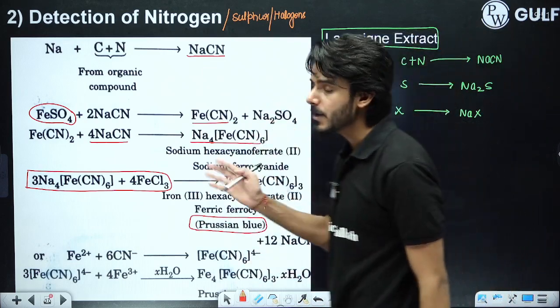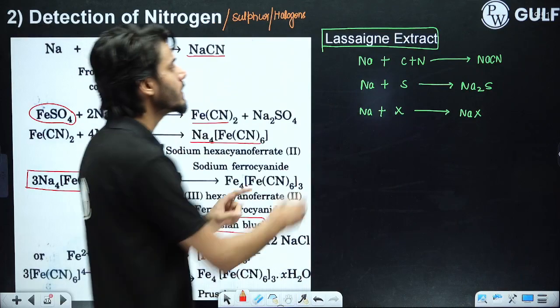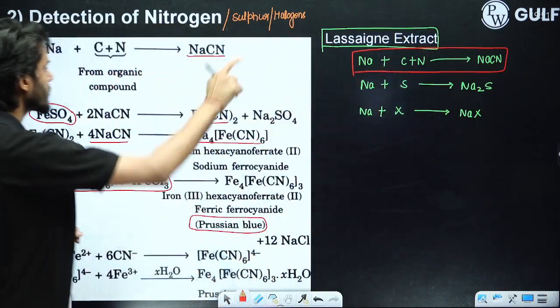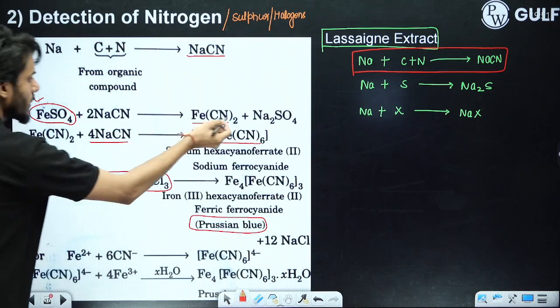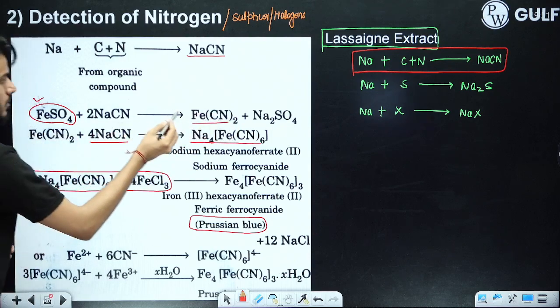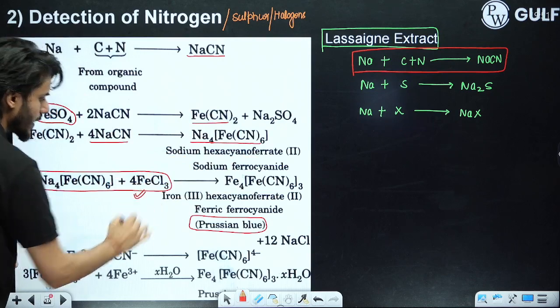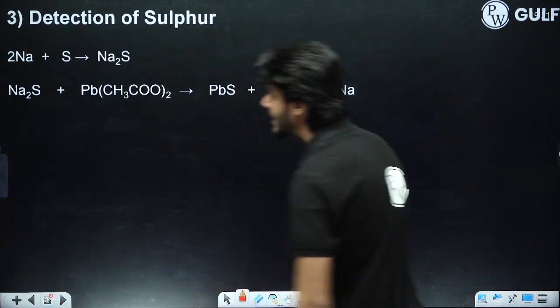So this is very important for the detection of nitrogen. First, you will make the Lassaigne extract, the sodium extract. Then you will treat this sodium extract with freshly prepared ferrous sulfate, FeSO4. Then you will treat the product again with NaCN, and then you will treat this sodium hexacyanoferrate with FeCl3. Very important. Now let's move to the next one, guys.